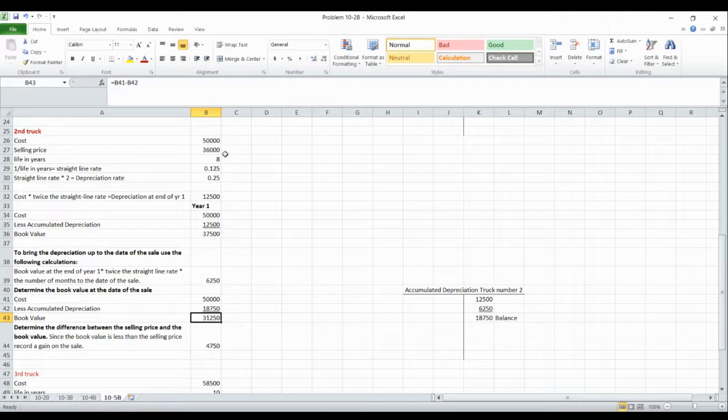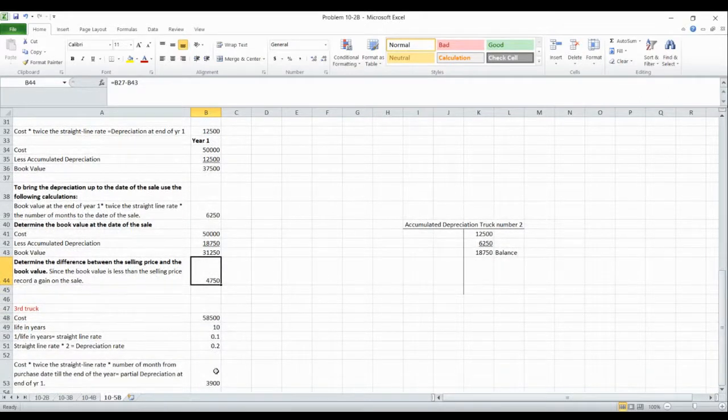This time we sold it for more than the book value, so we had a gain on the sale of the asset of $4,750. This gain would be credited to the gain account because it's increasing the gain on the sale of the asset.